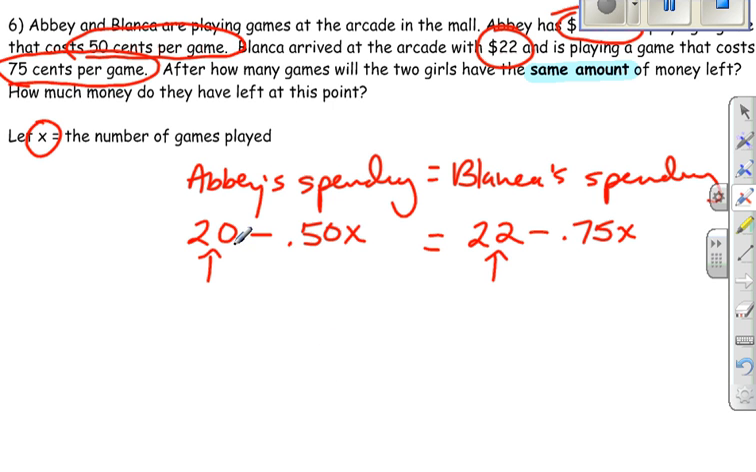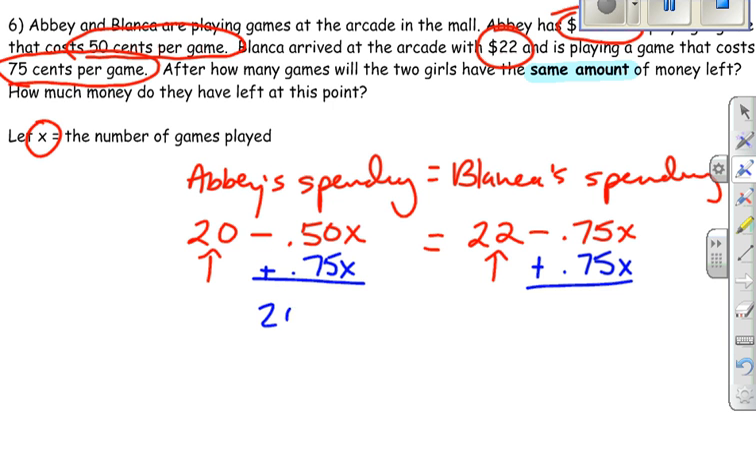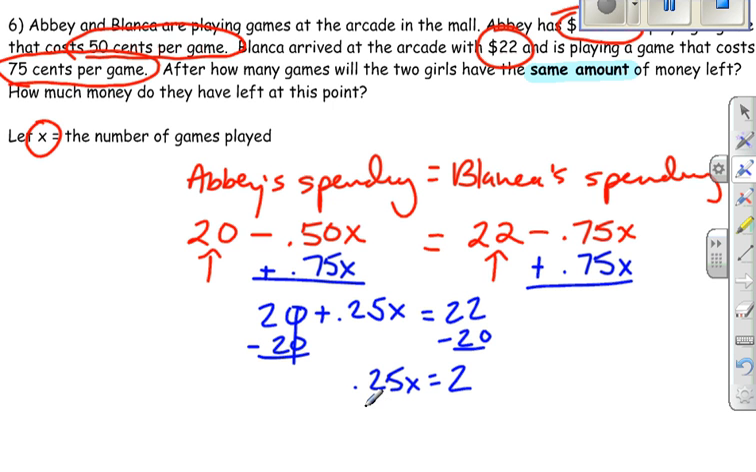So I have the equation reading as 20 minus 0.50x is equal to 22 minus 0.75x. From there, I would add 0.75x to both sides so that we can keep the coefficient of x positive. We get an equation that looks like this. Then isolate the variable term by subtracting 20 from both sides. We get 0.25x is equal to 2, and then divide by 0.25.